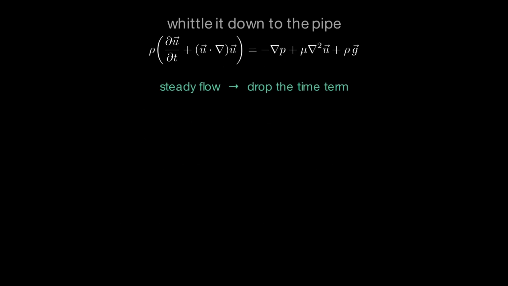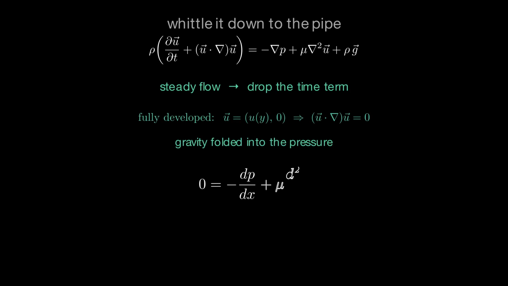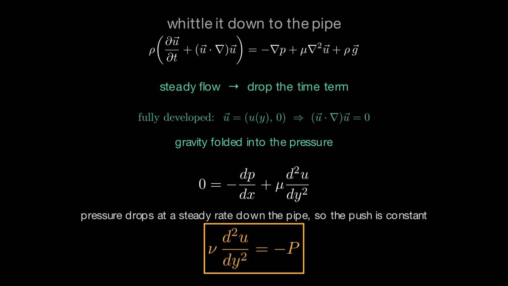Now whittle it down. The flow is steady, so the time term goes. It's fully developed, the profile is the same all along the pipe, and there's no crossflow, so the whole convection term is exactly zero. Fold gravity into the pressure, and one balance is left, the pressure push against friction across the pipe. The pressure drops at a steady rate down the pipe, so that push is just a constant. Divide through by density, and this is the equation we actually solve.